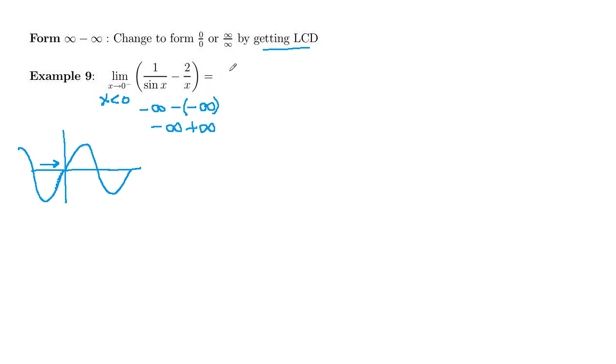So now we're going to get an LCD to try and change it to one of the main forms. So limit x approaches 0 from the minus side. We've got that 1 over sine x, and let's leave some space here, and then minus 2 over x. So our LCD is going to be the product of those, which is x sine x. So in this piece, the x is missing, so multiply top and bottom by x. And in the 2 over x, the sine x is missing, so we'll multiply by that, top and bottom.